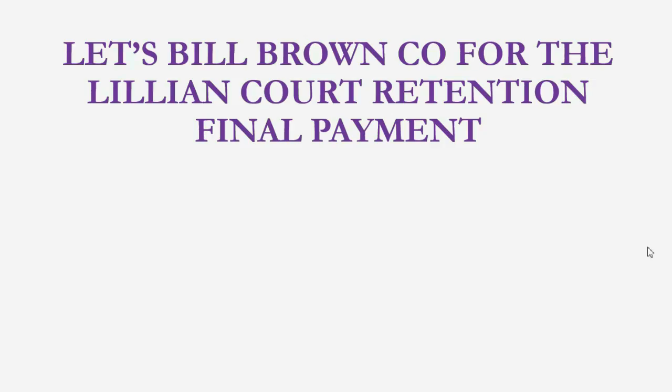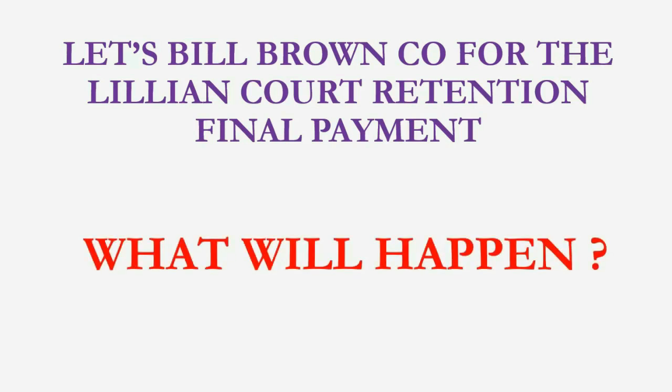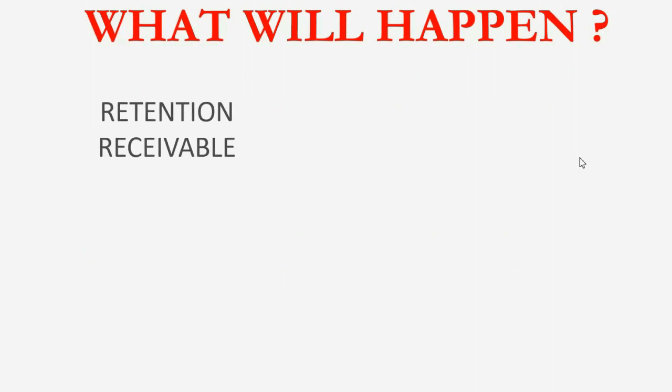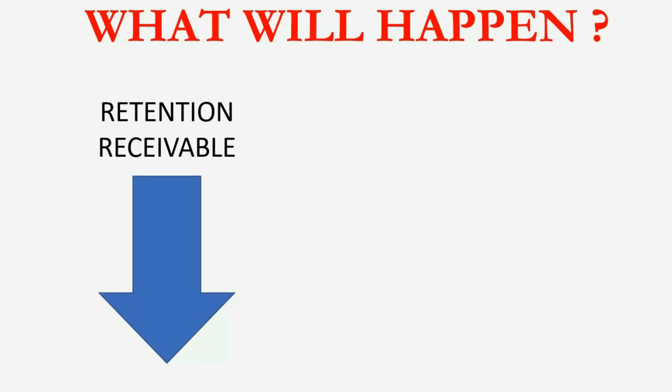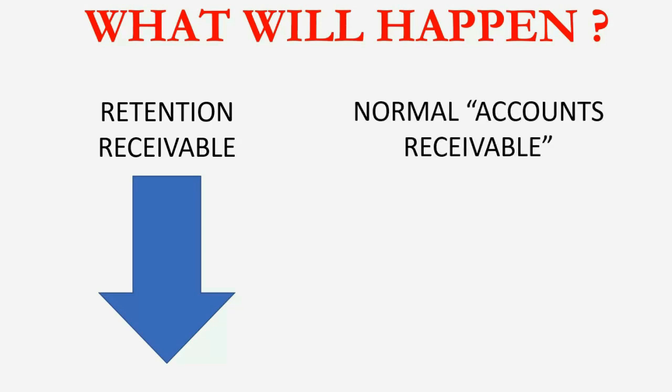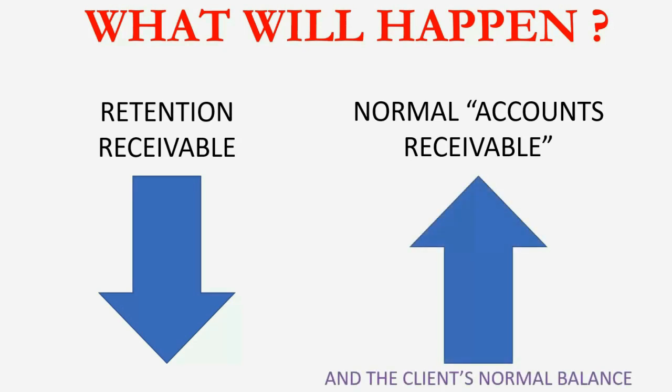And now let's see how this works. Let's bill Brown Company for the Lillian Court retention final payment. What will happen at the moment we put the final retention item on an invoice and send it to the client? Well, the retention receivable obviously will go down, because we just billed the client for the last retention receivable. But if we billed them for the last retention receivable, that means that the normal accounts receivable will go up along with that specific client's balance. And that's what makes this method better.